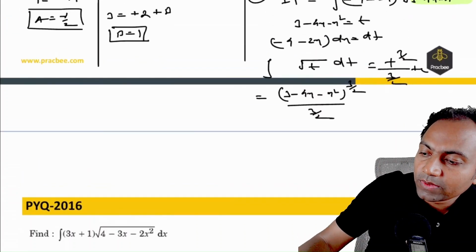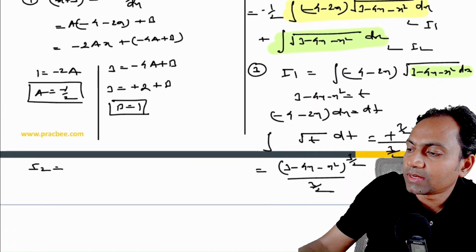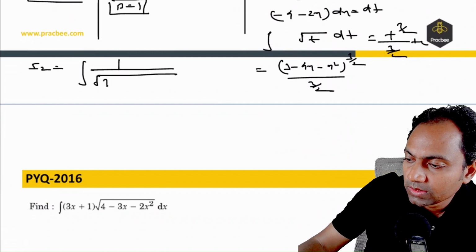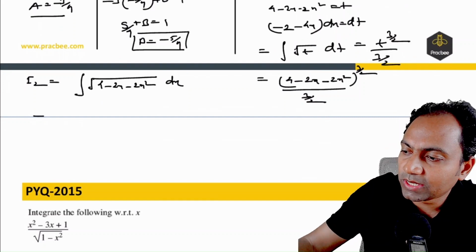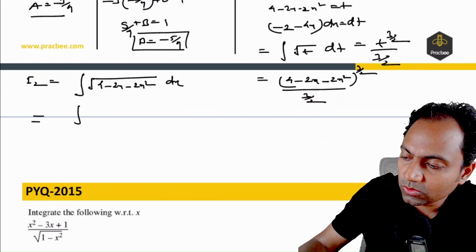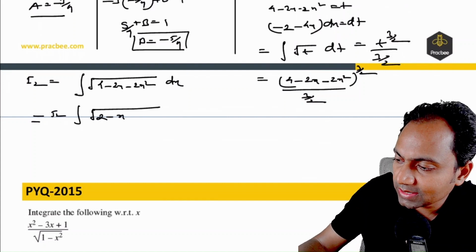Now if I want to find the value of I2, we can see that it is nothing but the integration of 1 by root of the quadratic, root of 3 minus 4x minus x square. Now in order to integrate this, the step is very simple. We need to take 2 common out from here, to make the coefficient of x square 1. So that becomes root 2. And after that we are left with 2 minus x minus x square dx.